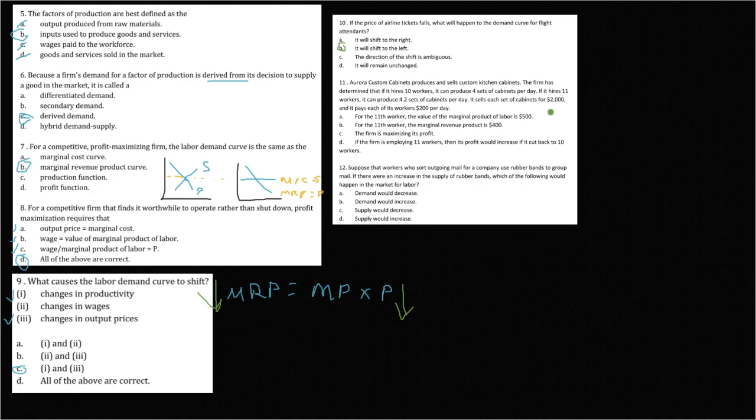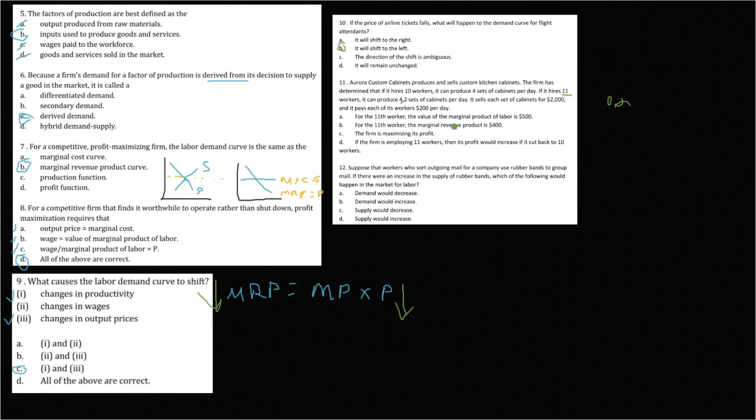All right, so Aurora Custom Cabinets hires 10 workers and it can produce 4, and if it hires 11 workers, it can produce 4.2. So we know that this 11th worker is 0.2. Let's write that down. 0.2 for this 11th worker, because marginally it changed by 0.2 when we hired this 11th worker. It sells each cabinet for 2,000 units and it pays $200 per day.